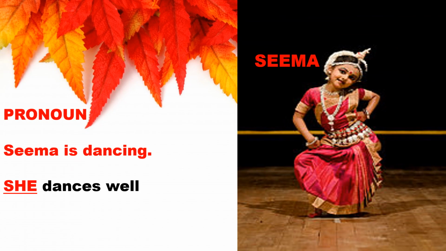Seema is dancing. She dances well. What is she in the second sentence? She is the subject of this sentence. Instead of Seema, we use she here. She is the pronoun. So in a subject place we can use a noun or a pronoun.